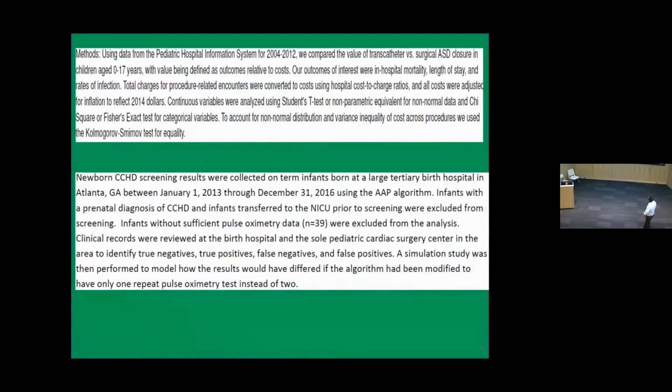All right, I'll read some of this. This is the value one, using data from the Pediatric Hospital Information System. So there we have our data source. Years, 2004 to 2012. Okay, and what did we do? Our outcomes of interest were this. So he's just defining them. What were the total charges? What were our basic stats? And what did we find there? Great.